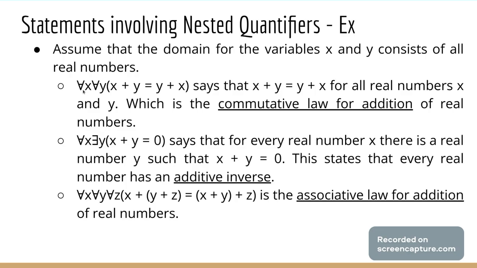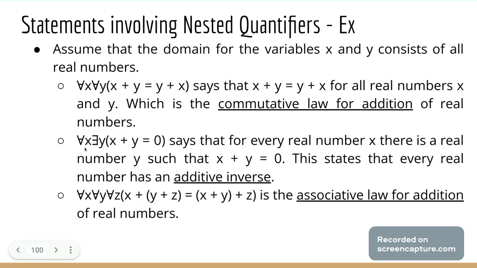Now we have the nested quantifier for all x, for all y, x plus y is equal to y plus x. For all real numbers x and for all real numbers y, x plus y is equal to y plus x is actually the commutative law for addition of real numbers. So this is the nested quantifier statement for the commutative law of addition of real numbers.